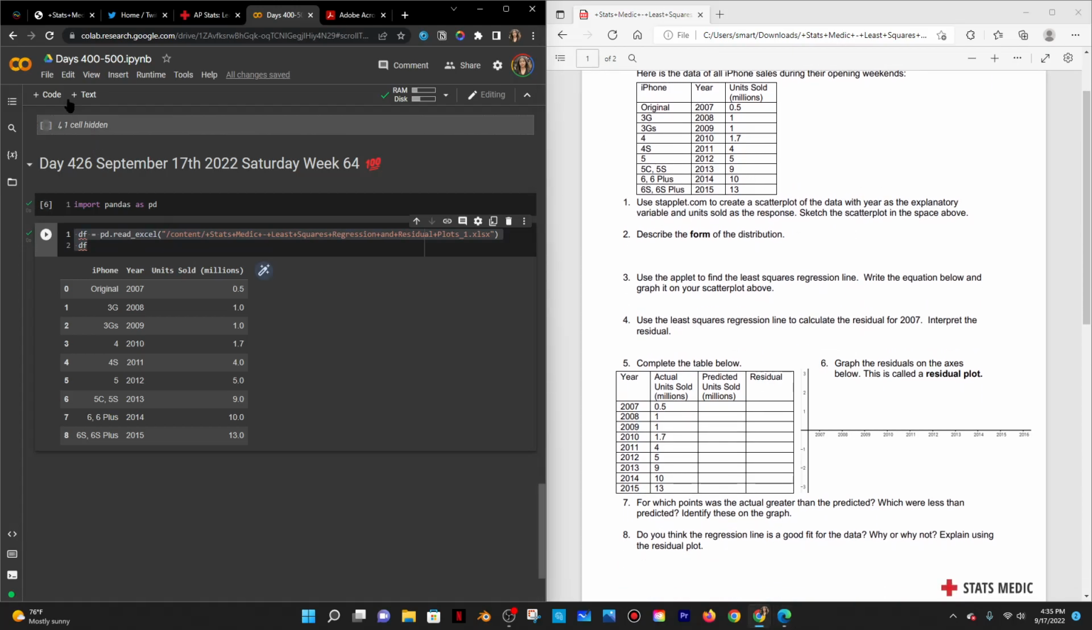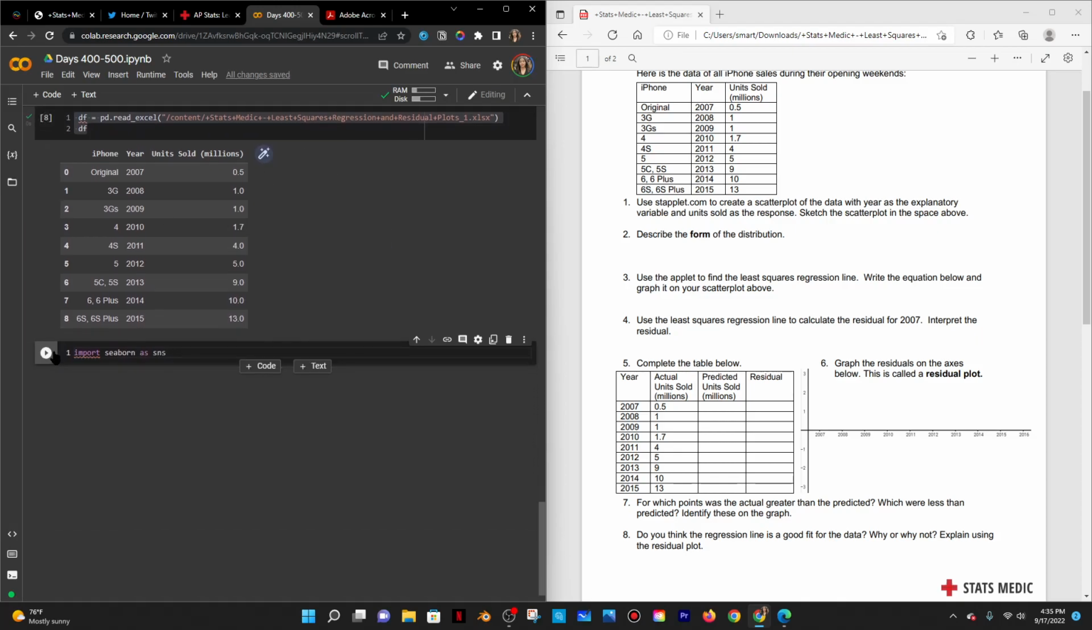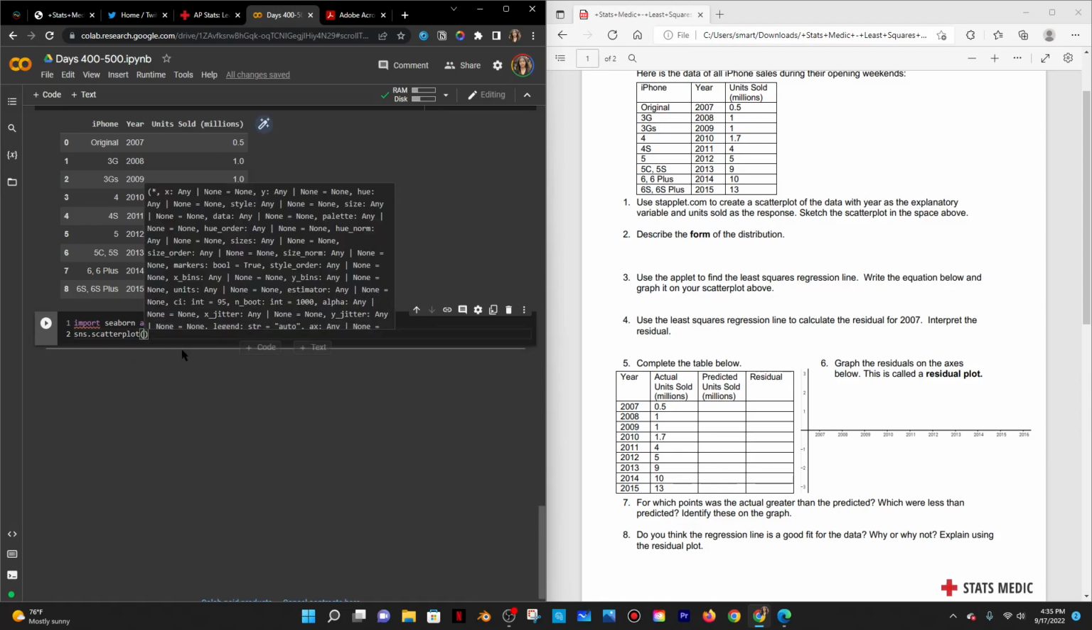Okay, so to do that, there's another library called Seaborn. I'll import seaborn as sns. There's also matplotlib, which is the main library, but I'm going to use Seaborn here, so I'm going to do sns.histplot, nope, scatterplot. Is it scatter or is it scatterplot? We'll see if it gives us an error.